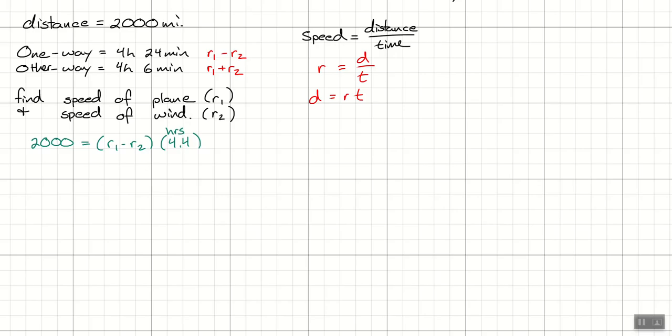Okay, what's my other equation need to read? 2,000. We're on the same distance. What's the new speed, though? R1 plus R2. And then this time, I guess we've already, this isn't the focus. What's the time? 4.1 hours. Okay. And I won't even write the hours there. Now what? And we're going to blast through it now, because this is the hardest part by far.